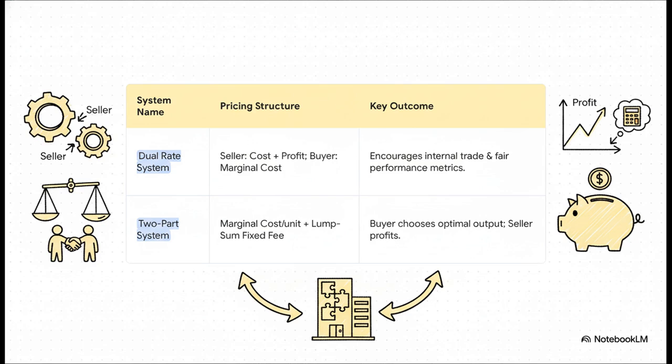Then you've got the two-part system. That's marginal cost per unit plus a lump sum fixed fee. Its key outcome is ensuring the buyer chooses the best output level while the seller recovers their fixed costs and still makes a profit. So, two different paths to the exact same goal, a company that works together seamlessly.